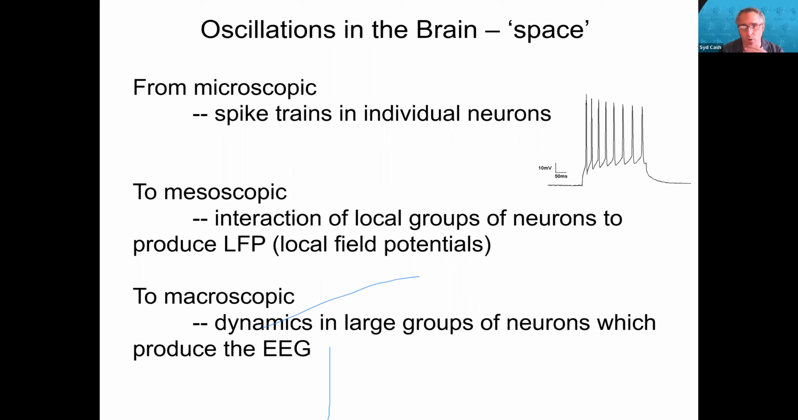Then looking more at the mesoscopic domain, where there's an interaction of local groups of neurons, which produce a local field potential or local potentials.